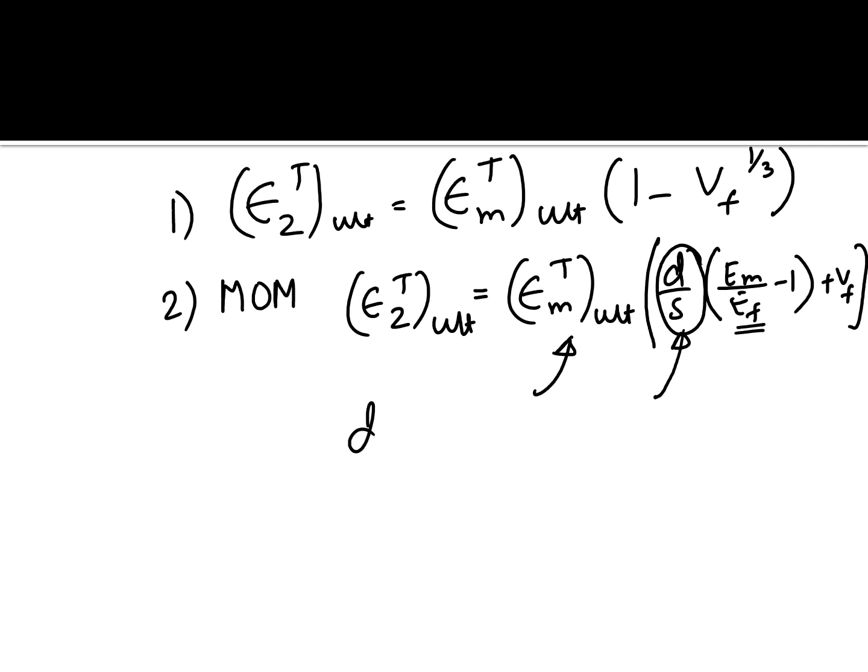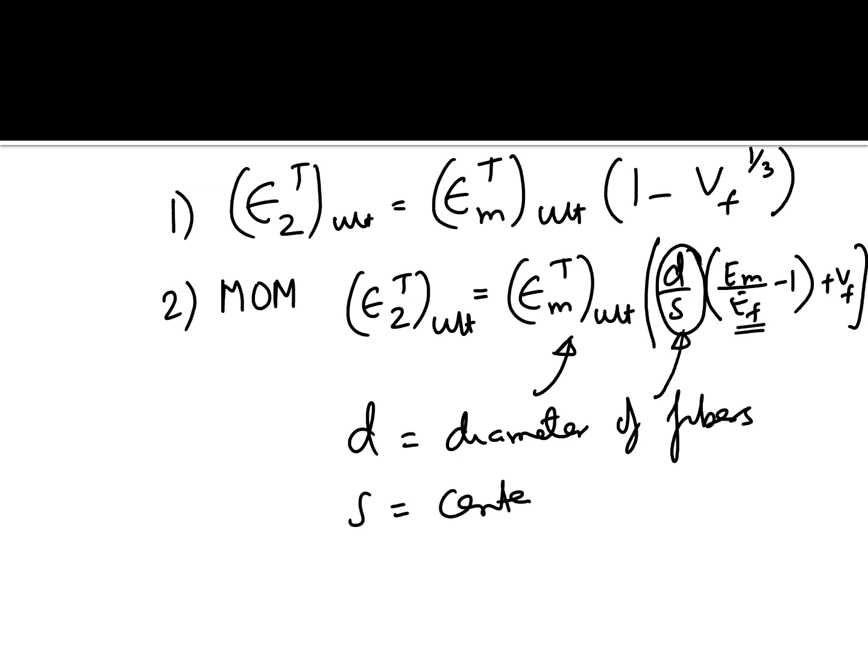So let me write down here, D is the diameter of the fibers, and S is the center to center spacing of fibers. So it's basically dependent on the fiber packing of the fibers in this case. It could be a square array, it could be a hexagonal array, and so on and so forth.